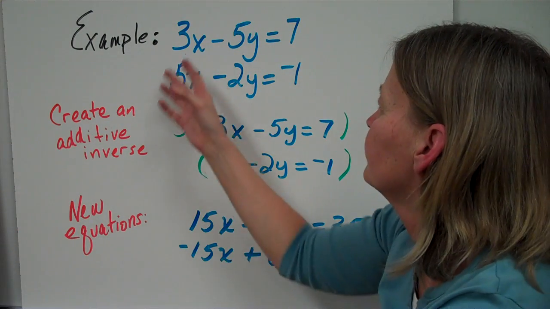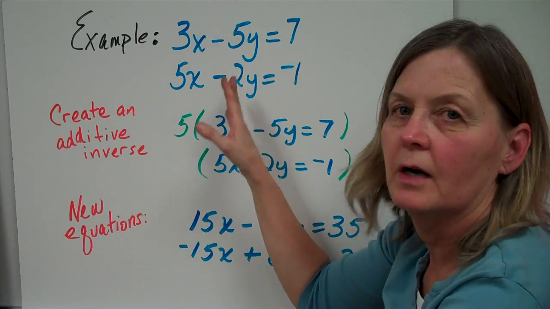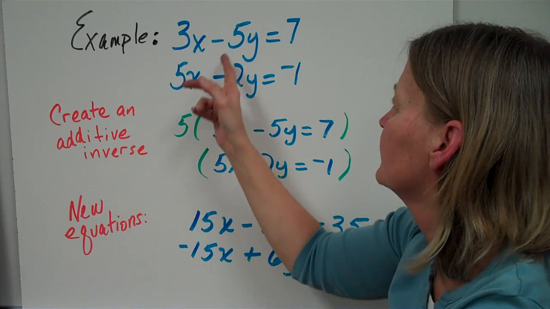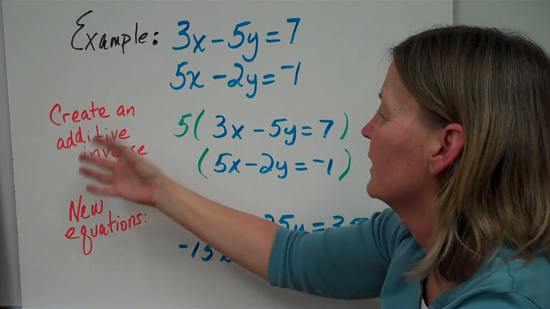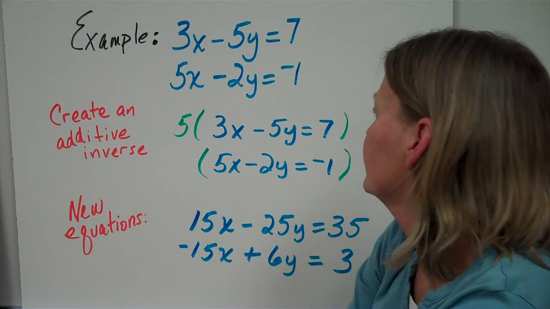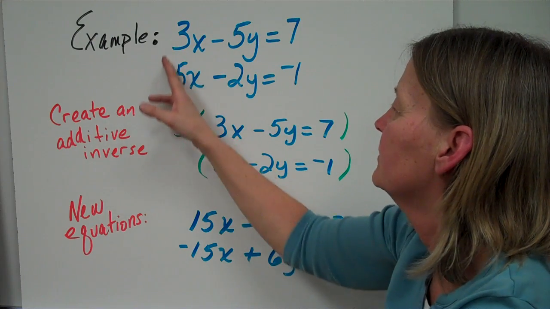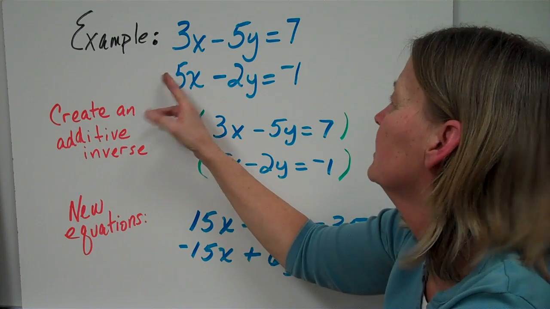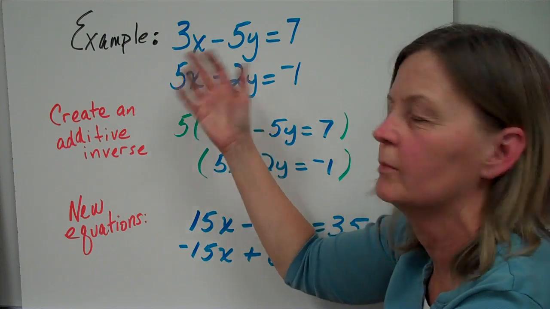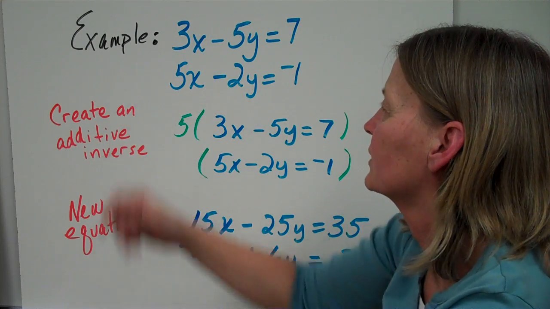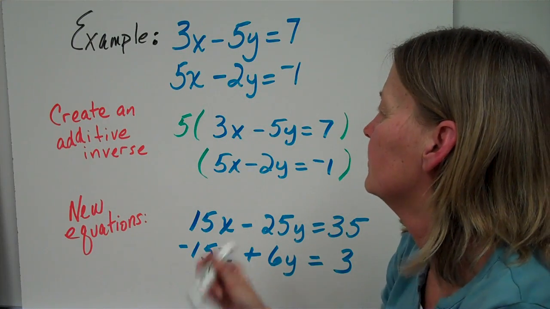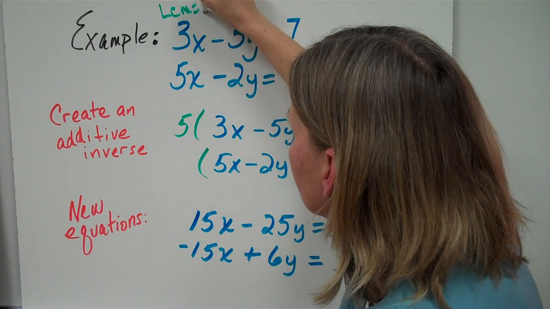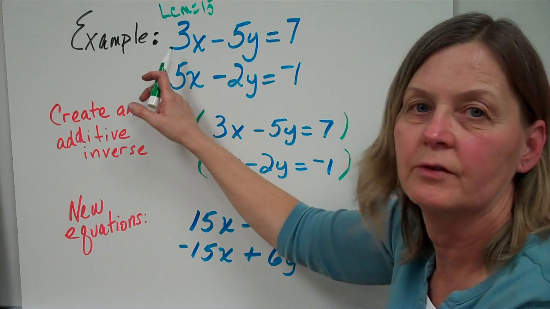This is another example. Again, variables are lined up, equal sign lined up, but 3 and 5 are not additive inverses, and 5 and 2 are not. So again, we have to create one. This one, we have to decide. The least common multiple of 3 and 5 is 15, and the least common multiple of 5 and 2 is 10. We have to choose one of those. I decided to choose the x. So I'm looking for 15. So if this least common multiple is 15, I would have to multiply this by 5.